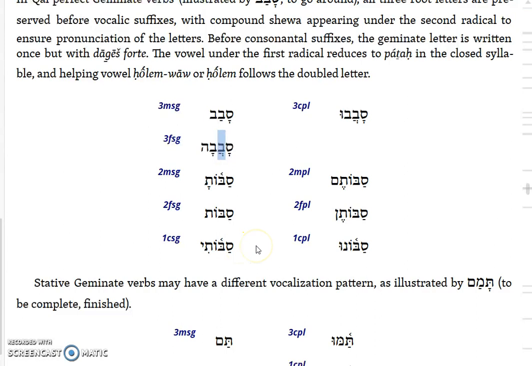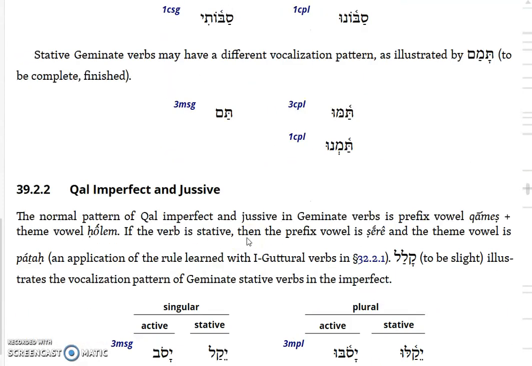You, lady, went around. And then saboti, I went around. But then the third common plural, and again, this is the wrong vowel. It should be a simple shewa. Savavu, but then savotem, savoten, and savonu. Now, stative geminate verbs may have a different vocalization pattern. Tamam, which means to be complete, to be finished, shows up in the third masculine singular as tam, and then in the third common plural, tamu, and then in the first common plural, tamnu.